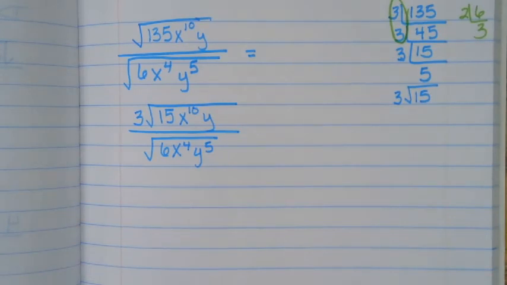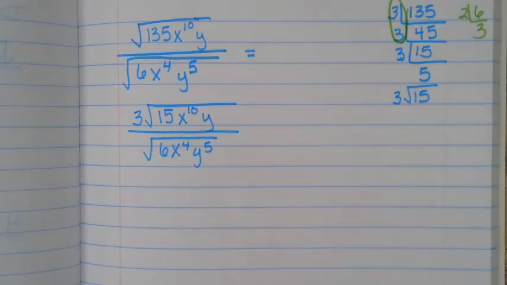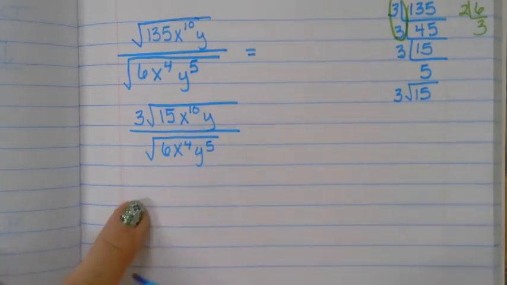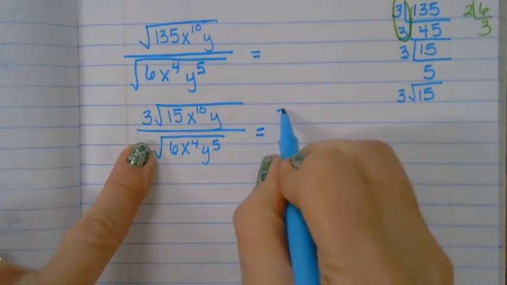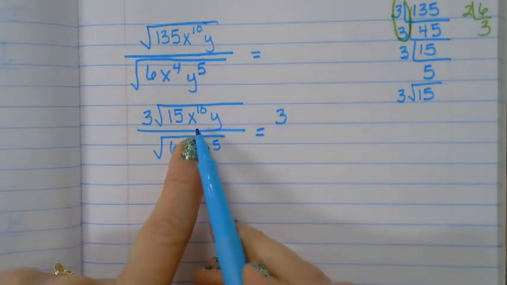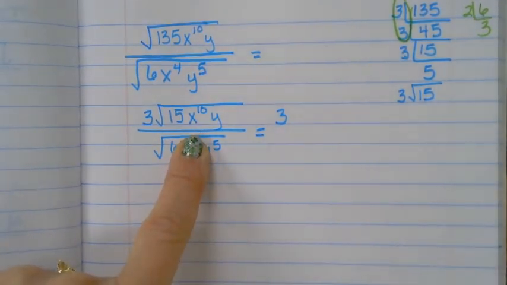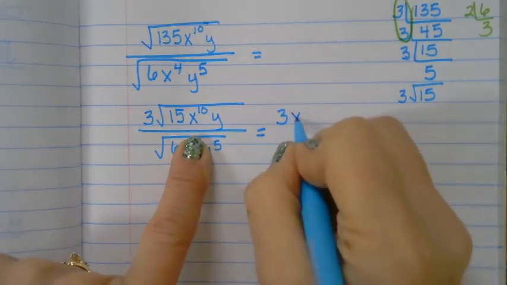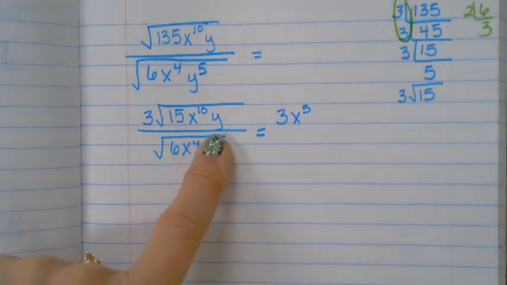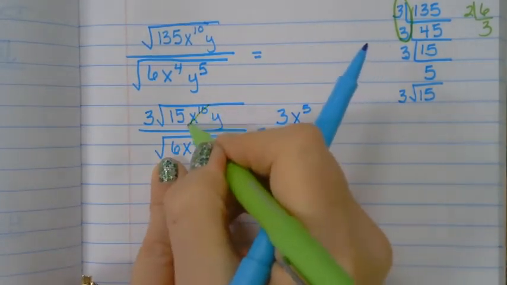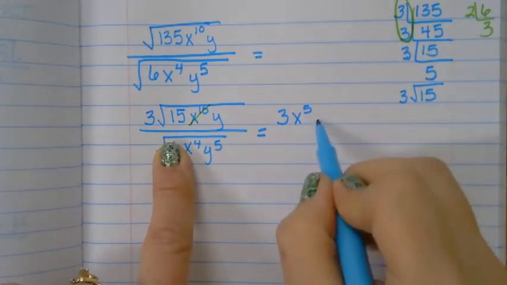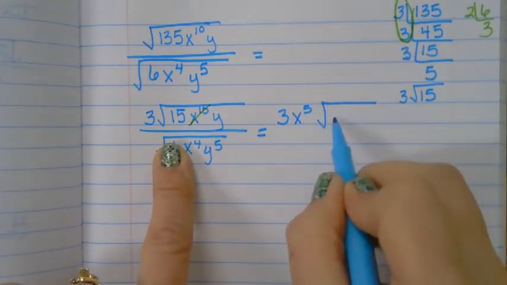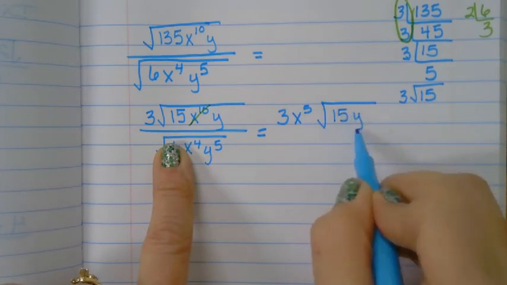Okay, so I have taken care of the number part. I haven't taken care of doing the square roots of the variables, if I can. So can I do the square root of x to the 10th? Yes. X to the 10th would come out as x to the 5th. Now can I do anything with the square root of y? No, it's going to just stay, right? So now we're going to have 15y.